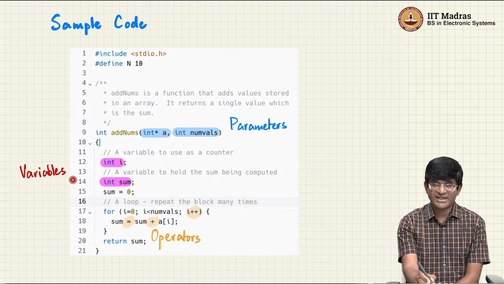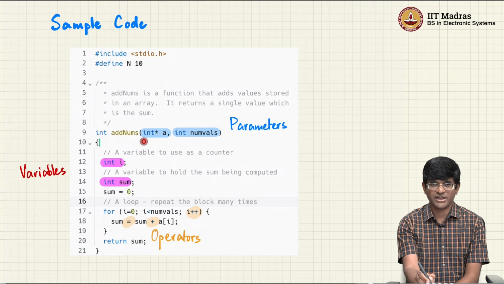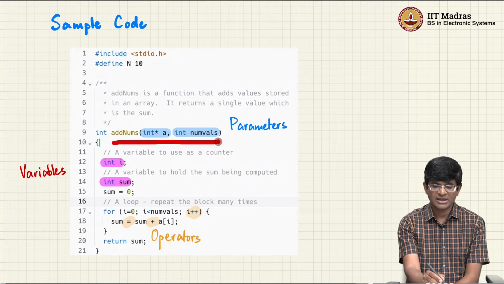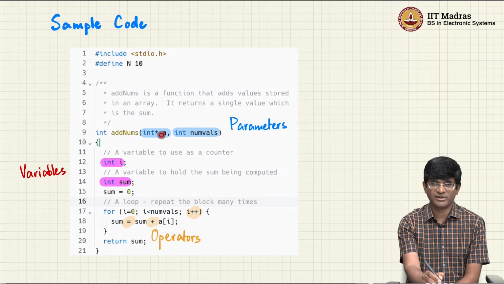This looks very similar to variables. The only difference is it is explicitly being indicated as part of this function definition out here. So we call them parameters rather than variables, because a, although it can be used inside this function, is coming from somewhere else. This by itself is not the declaration of the variable a.